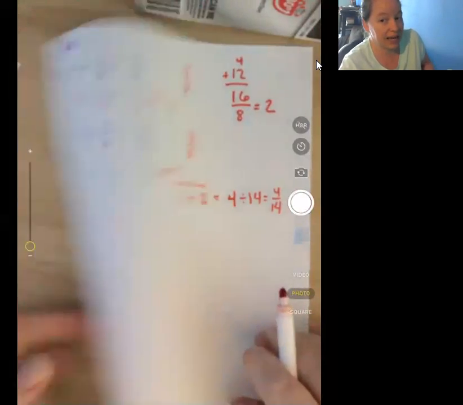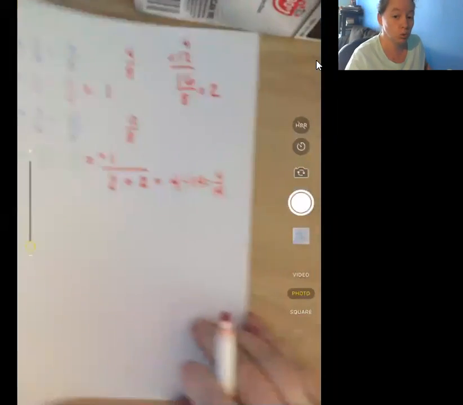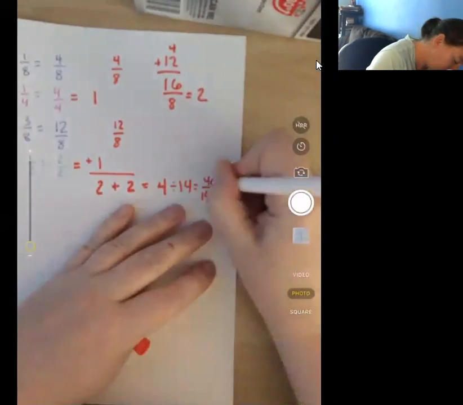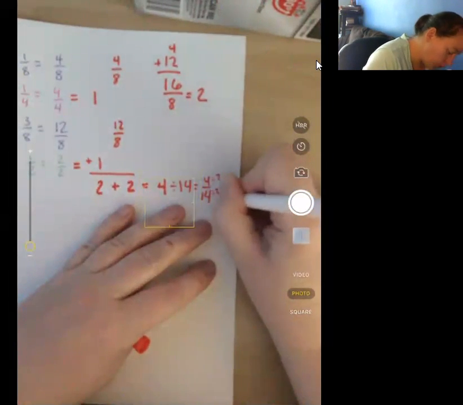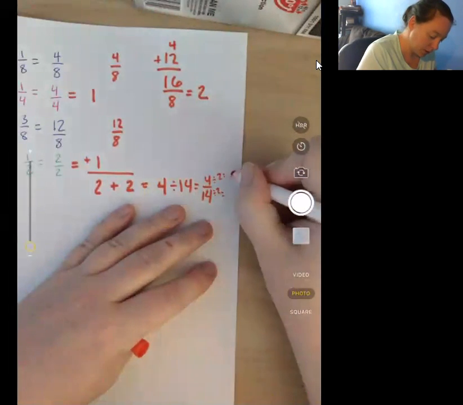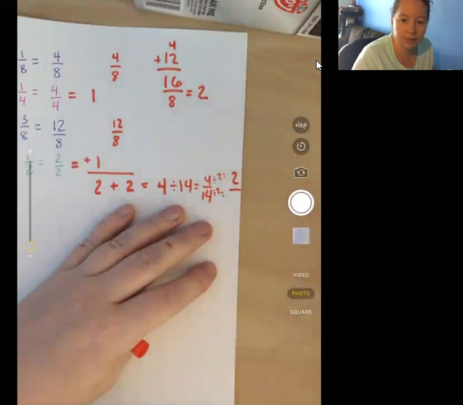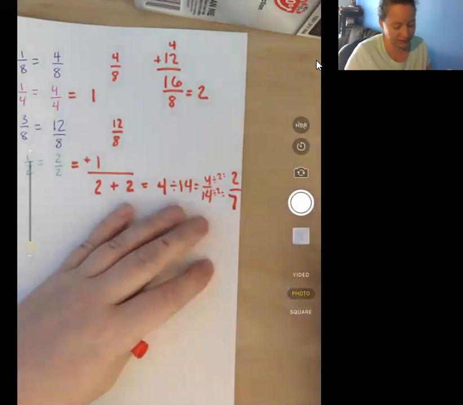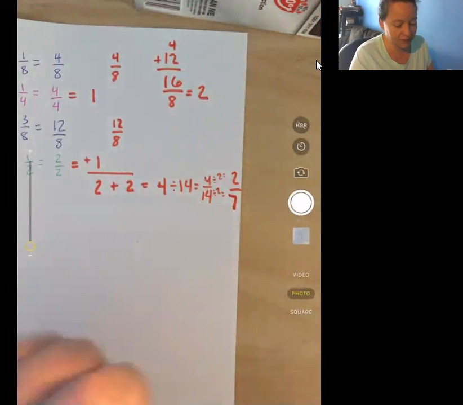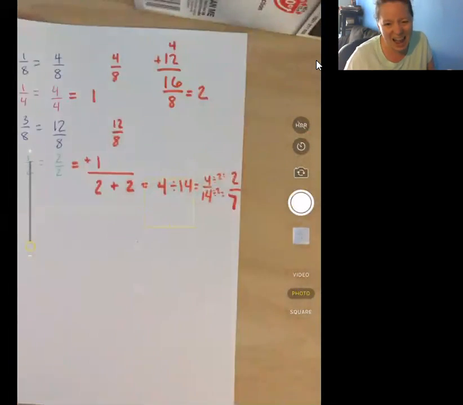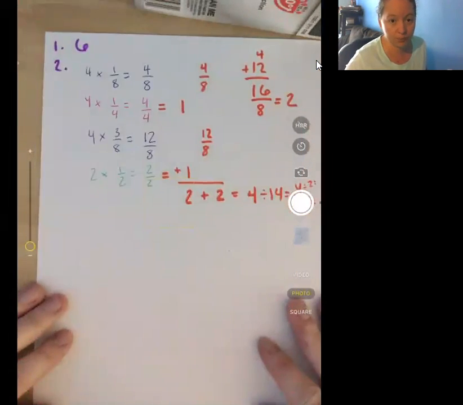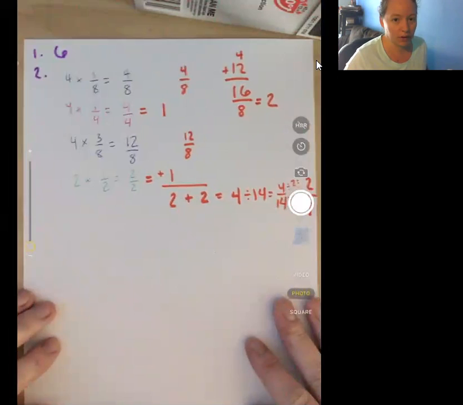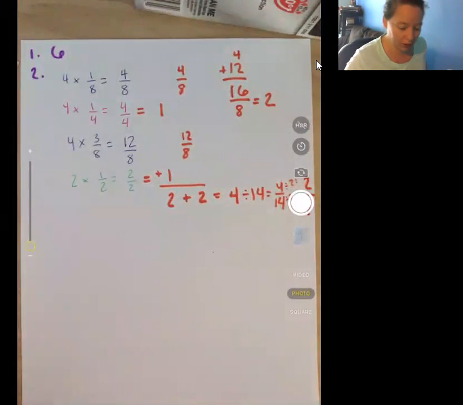I can take out a 2, divided by 2. 4 divided by 2 is 2. 14 divided by 2 is 7. So we have 2/7 of a teaspoon of salt is our average. That's what we would normally end up with. That's what all of these ones use on average.